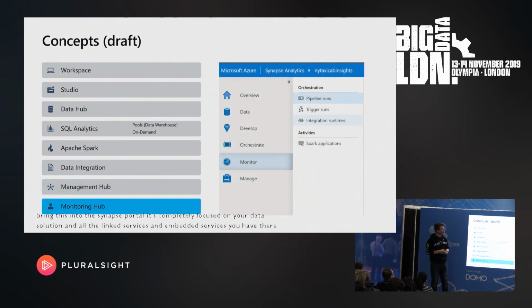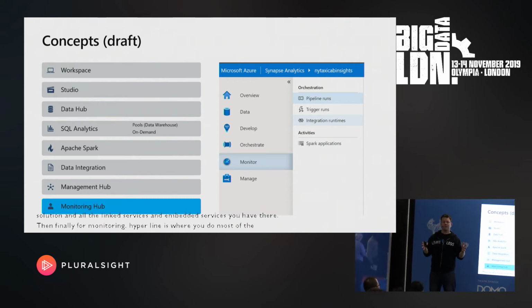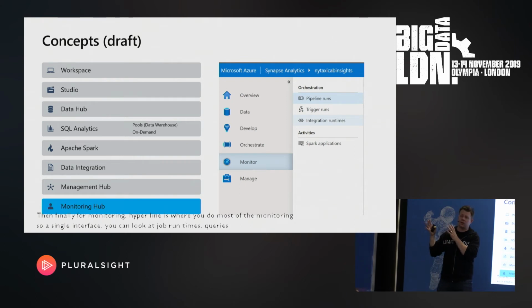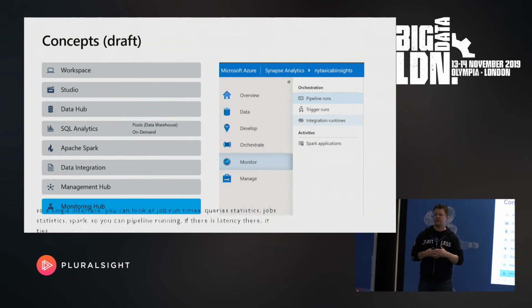And then finally, for monitoring, pipeline is really where you do most of the monitoring. So it's a single interface. You can look at job run times or query statistics for the warehouse. You can look at job statistics for Spark. You can look at the pipelines as well, see if your pipelines are running, if there's any latency there. It really ties the full ecosystem together.